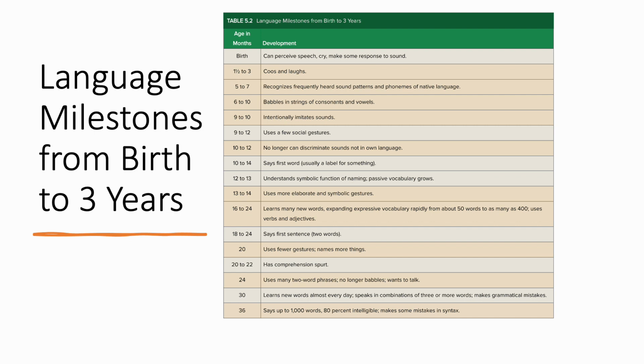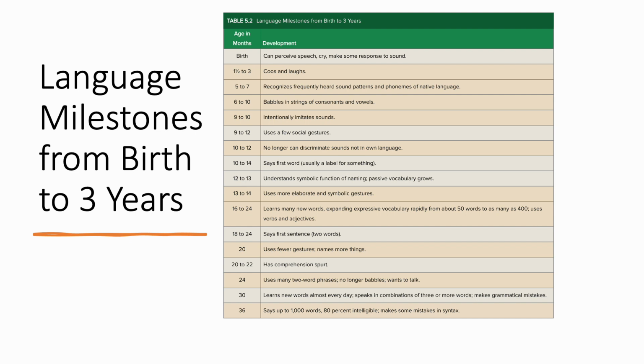At 16 to 24 months, they learn many new words, expanding expressive vocabulary rapidly from about 50 words to about 400. And they use verbs and adjectives. At 18 to 24 months, they say their first sentence, which is really only a 2-word sentence, but still, it's their first sentence. At 20 months, they use fewer gestures and name more things. At 20 to 22 months, they have comprehension spurts. At 24 months, they use many 2-word phrases.